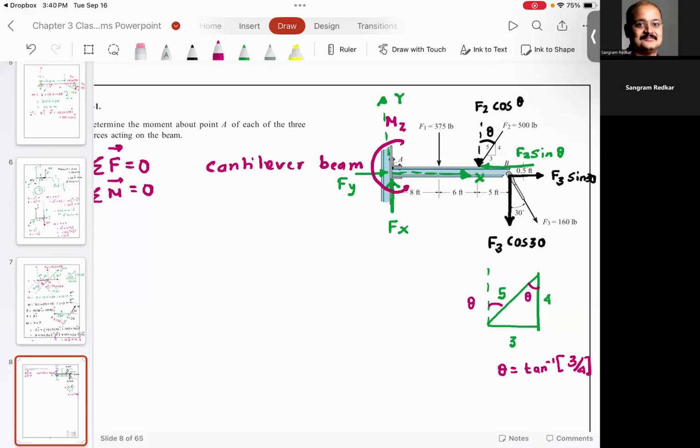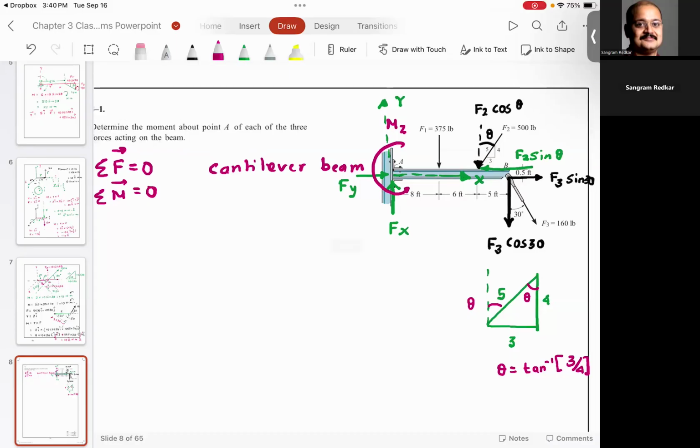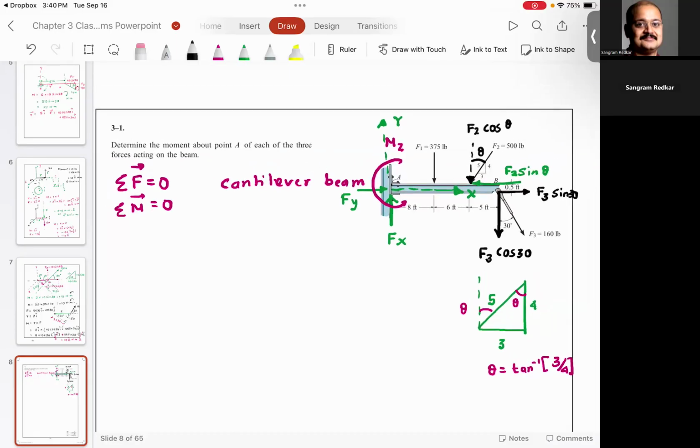Any questions about resolving the forces? Everyone understood how the forces are resolved? Now I'm going to apply the conditions of equilibrium. So summation of forces in the x direction is equal to 0.